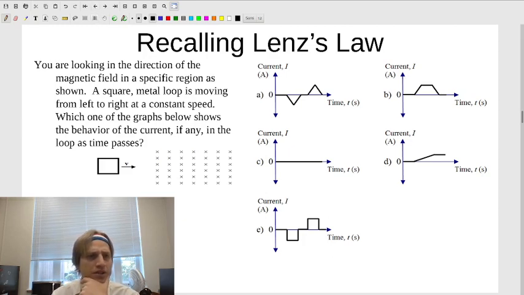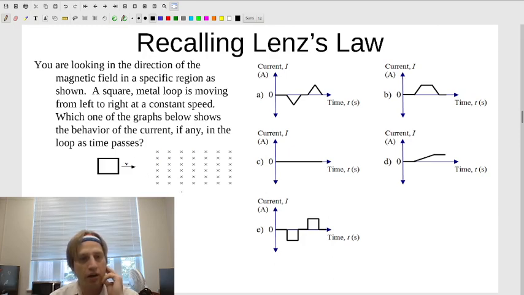In this problem, we are going to try to remember what we learned about Lenz's law on Friday. We split this into a couple different problems on Friday, but here we have it all in one problem. You are looking at the direction of the magnetic field in a specific region as shown. A square metal loop is moving from the left to the right at a constant speed. Which one of the graphs below shows the behavior of the current, if any, in the loop as time passes?